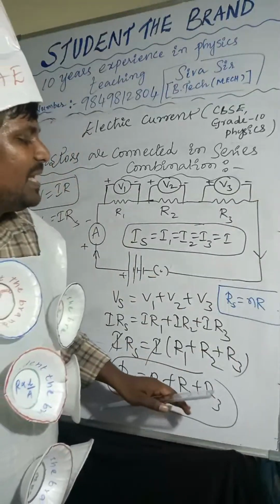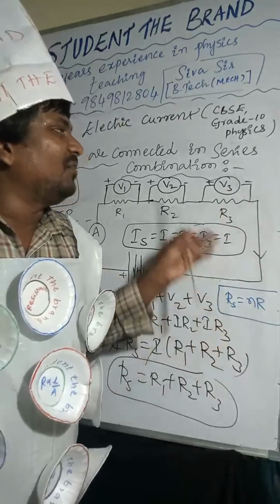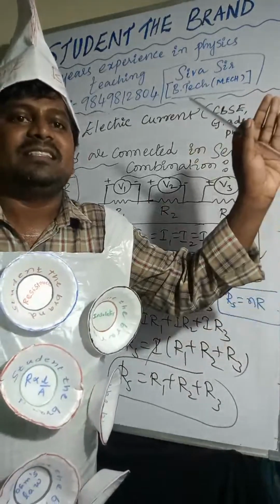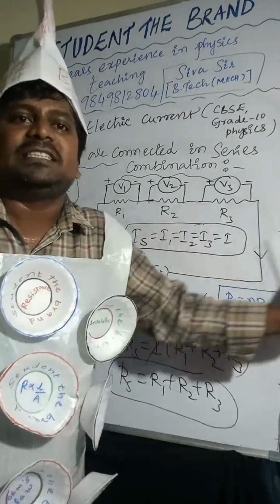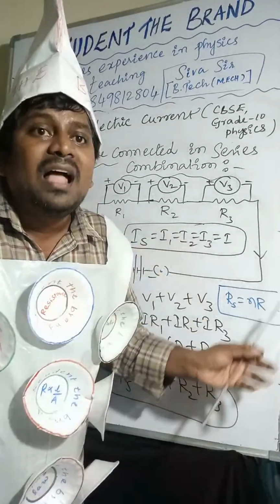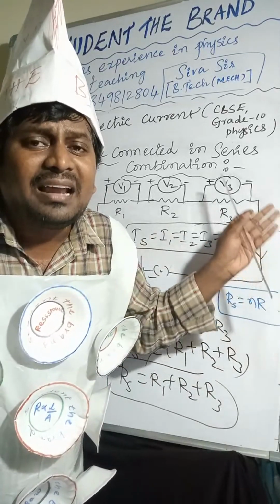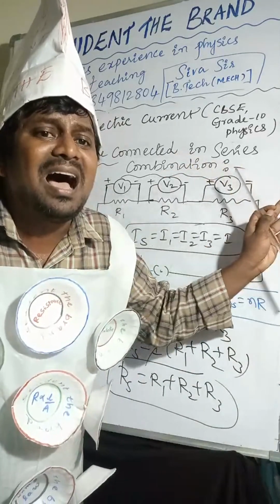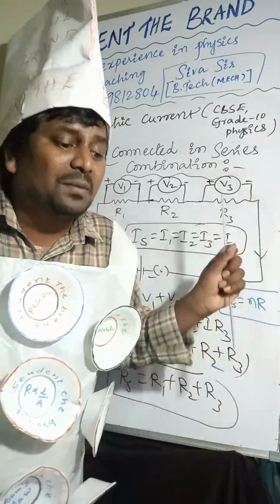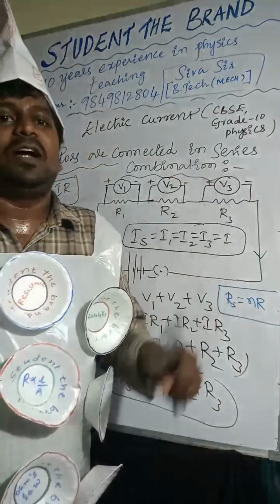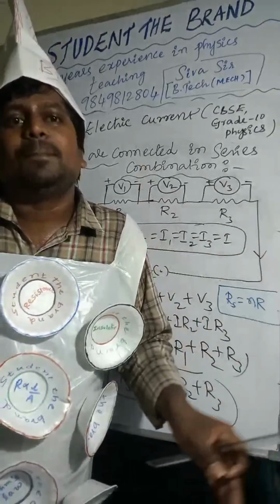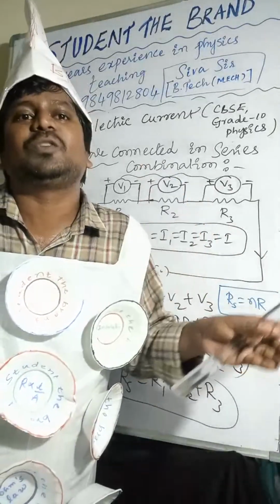R1 plus R2 plus R3. If n number of resistors are connected in series combination, Rs equal to nR. That is very important. Make sure that you are learning this point. Highly important. You have to compulsorily learn this.